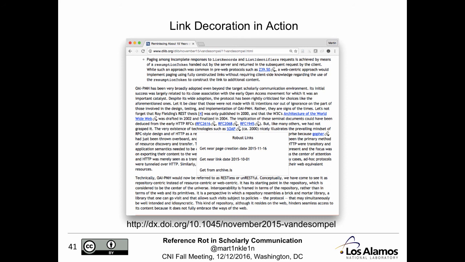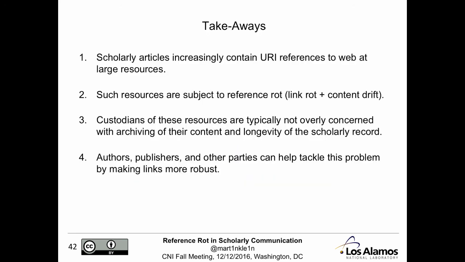All right. So I realized that I flew through this a bit quicker than I intended, but I basically have four takeaway messages for you. The first one is, as we've seen, scholarly articles increasingly contain URIs to web at large resources, right? We all have been there, we all wrote and are writing scholarly articles. We all use URI references to resources that we find on the web that we intend to convey in our message to support our point, for example. So that's all a significant part of scholarly communication, and the trend is increasing so that more and more authors use more and more URI references to web at large resources. So that's the first thing.